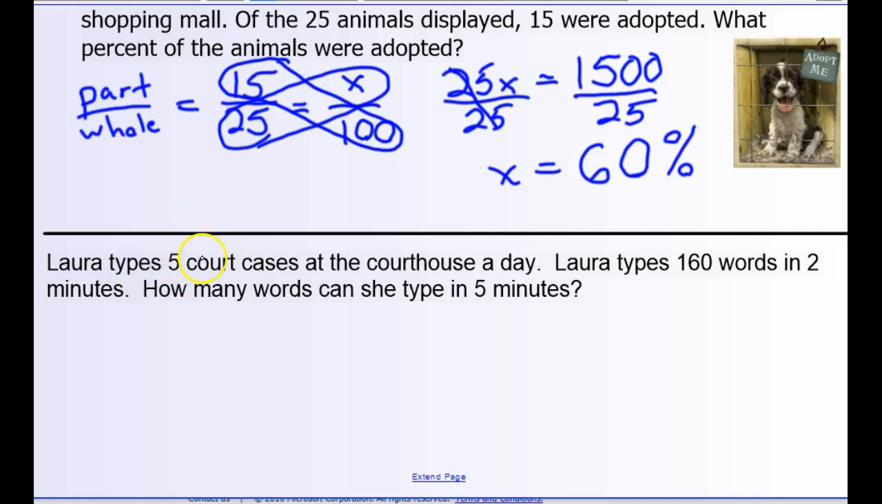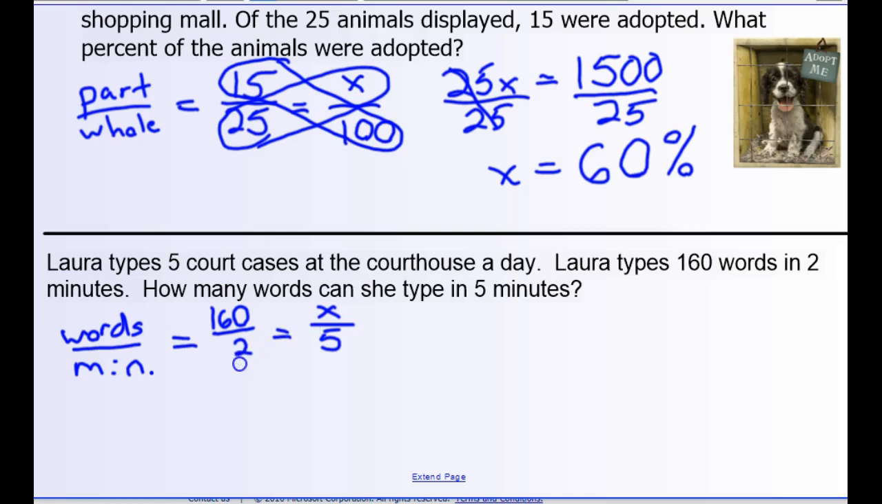Here it says Laura types 5 court cases at the courthouse a day. Laura types 160 words in 2 minutes. How many words can she type in 5 minutes? So we have words, and we have minutes. We know that she can type 160 words in 2 minutes. We want to know how many she can type in 5 minutes. So we don't know how many, so we'll put an x.